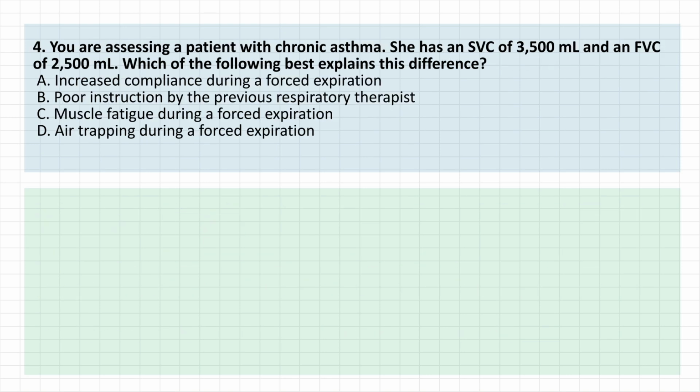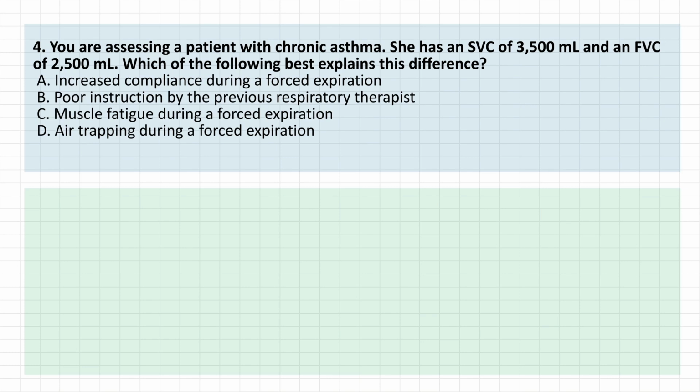4. You are assessing a patient with chronic asthma. She has a slow vital capacity of 3,500 milliliters and a forced vital capacity of 2,500 milliliters. Which of the following best explains this difference? A. Increased compliance during a forced expiration. B. Poor instruction by the previous respiratory therapist. C. Muscle fatigue during a forced expiration. D. Air trapping during a forced expiration.